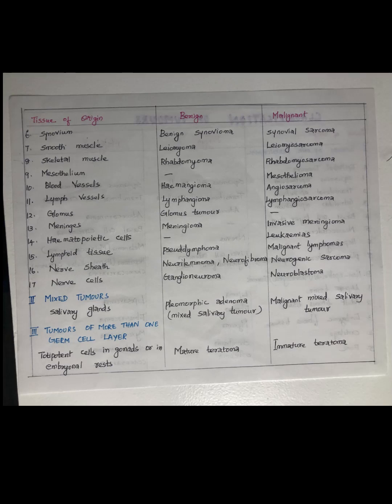M. Meninges. Meningioma. Invasive meningioma. N. Hematopoietic cells. Leukemias. O. Lymphoid tissues. Pseudolymphoma. Malignant lymphomas. P. Nerve sheath. Neurilemmoma, neurofibroma. Neurogenic sarcoma. Q. Nerve cells. Ganglioneuroma. Neuroblastoma. 2. Mixed tumors. Salivary gland. Pleomorphic adenoma or mixed salivary tumor. Malignant mixed salivary tumor. 3. Tumors of more than one germ cell layer. Totipotent cells in gonads or in embryonal rests. Mature teratoma. Immature teratoma.